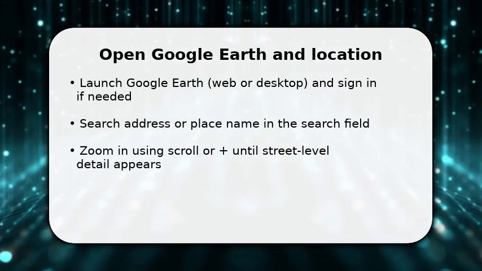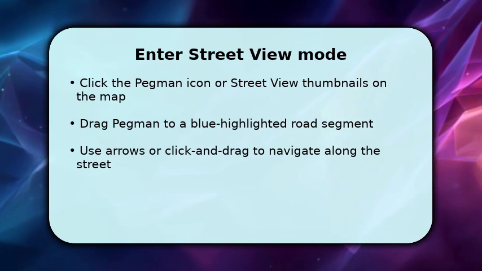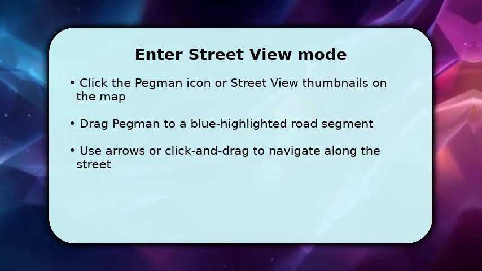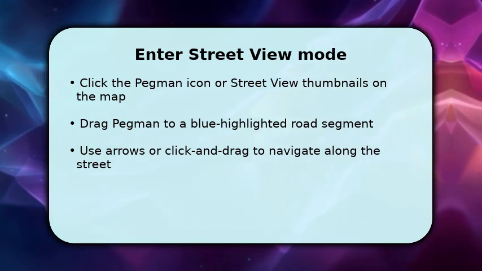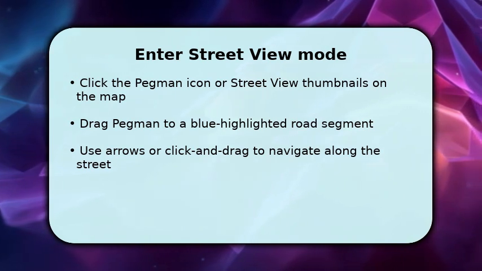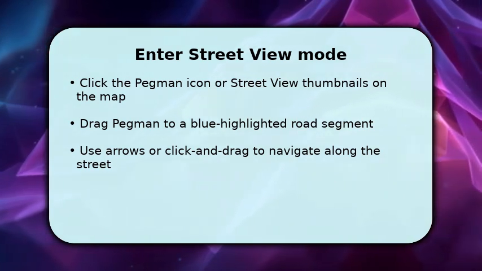Once done, pause and position the map over the specific street segment you want to view in detail. Now enter Street View by selecting the Pegman icon or by clicking any small blue image thumbnail along the road. When Pegman appears, drag and drop him onto a blue highlighted section of the street. That loads a 360 degrees panorama from that exact spot.